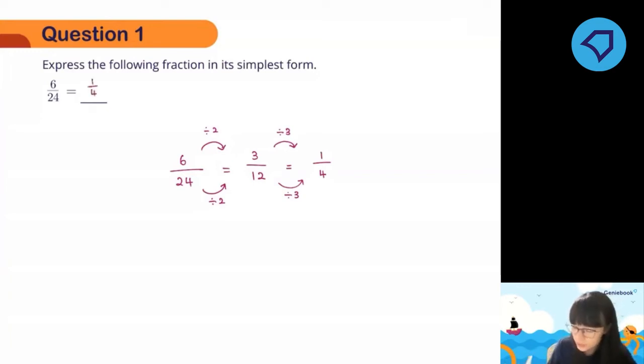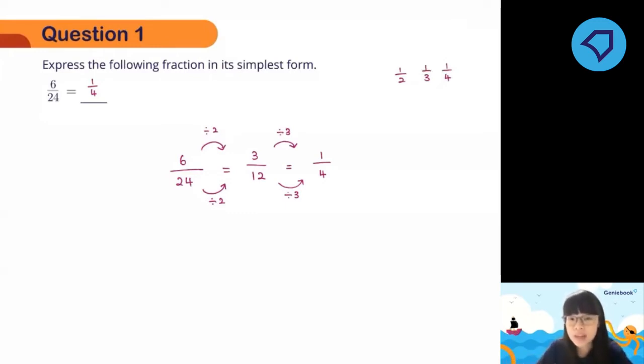Another trick for you guys to know: the moment you reach a numerator of 1, it is 100% in the simplest form already. But not all simplest forms will definitely have a numerator of 1. Like 3 over 7, it is the simplest form, but it does not have a numerator of 1. Anything with 1, 1 over 2, 1 over 3, 1 over 4, and so on, is already in its simplest form.